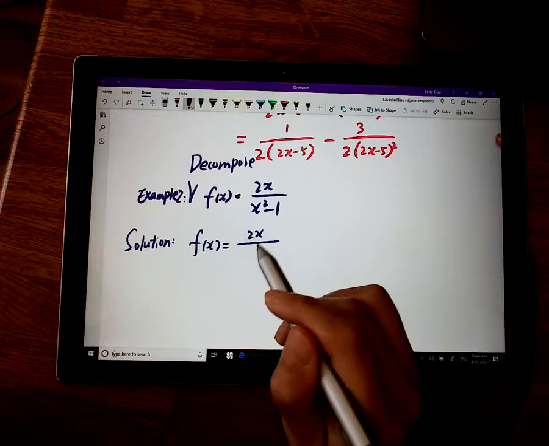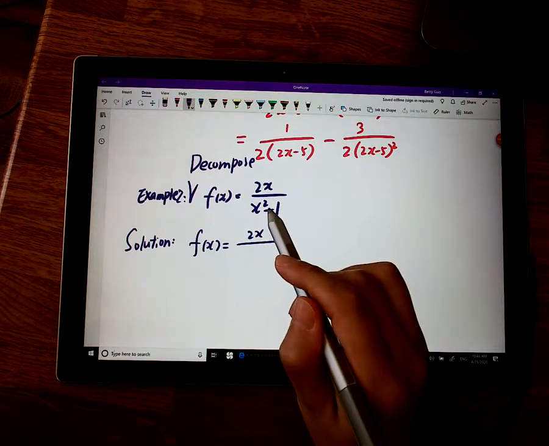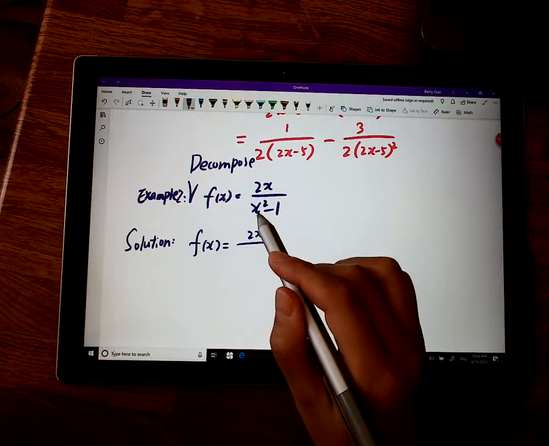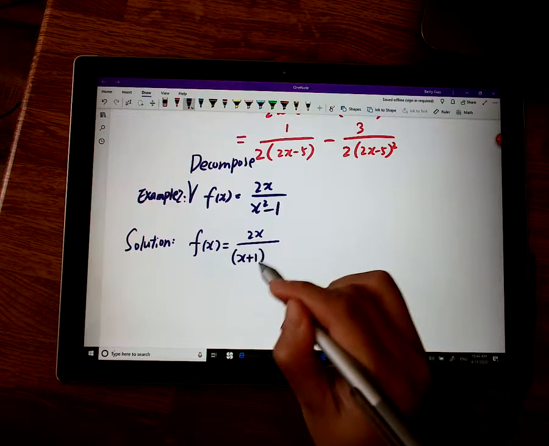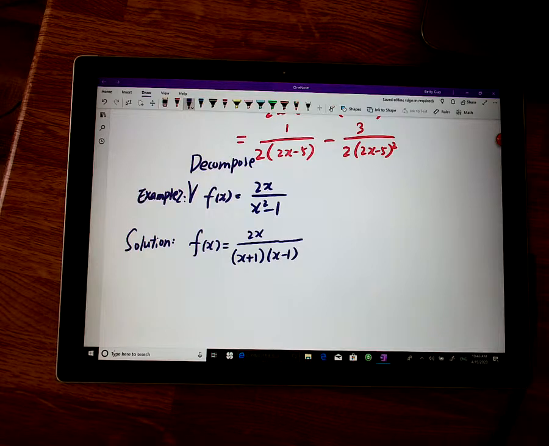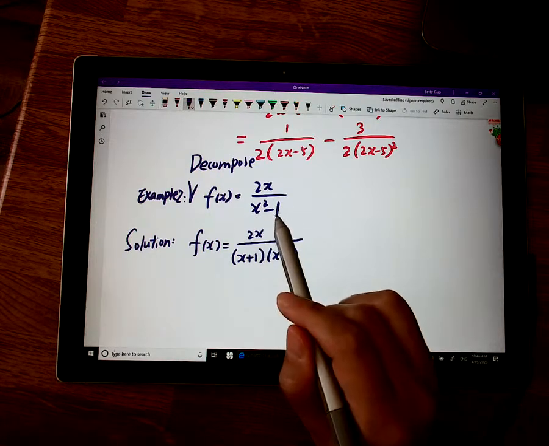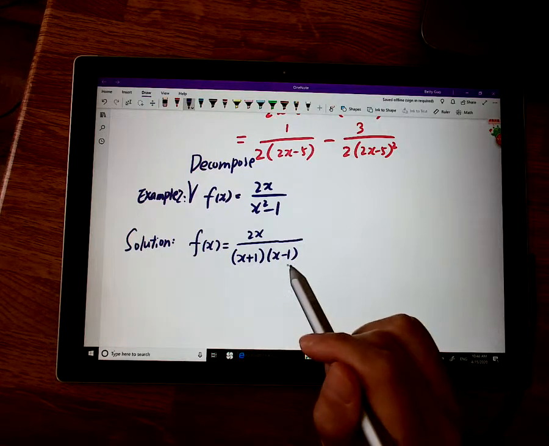The reason we don't use the second formula is that the denominator, even though it is quadratic, is factorable. It's not prime. We could easily factor x squared minus 1 as x plus 1 times x minus 1. That's the reason formula 2 doesn't apply. In formula 2, the denominator does contain a quadratic trinomial, but that quadratic trinomial is prime. So here, this quadratic is not prime. It could be factored as x plus 1 times x minus 1.